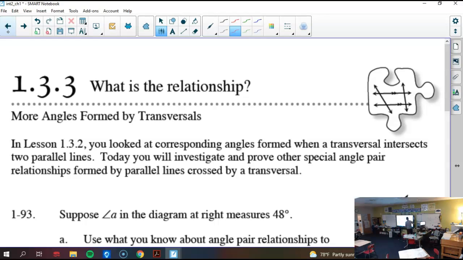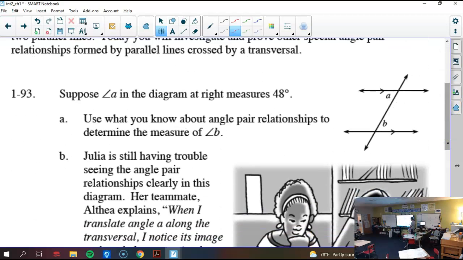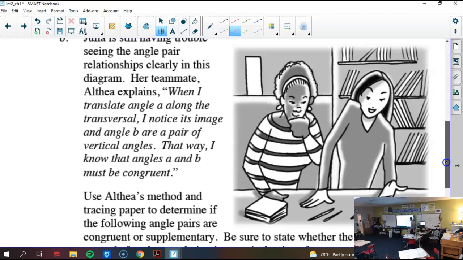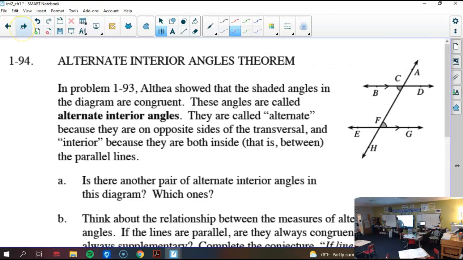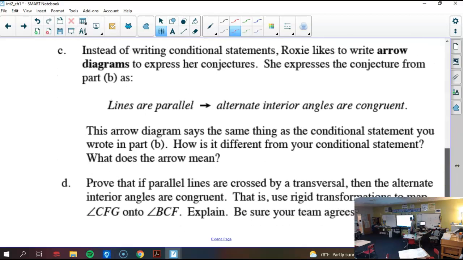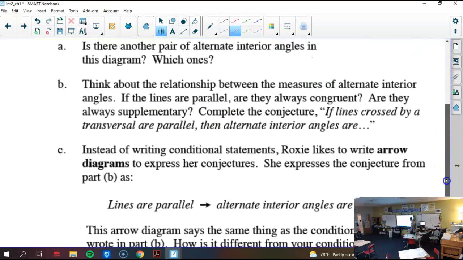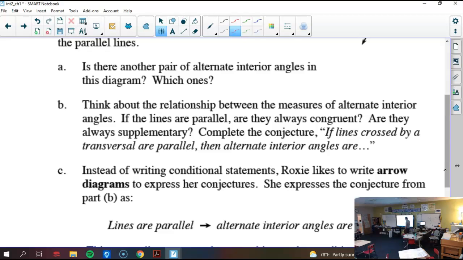So, now that we have this parallel line proof, and we know that alternate interior angles are congruent, we can start to do some really convenient things with this. I think we're going to skip this. We've already talked about this. I need to go through here and just put skip on the slides.